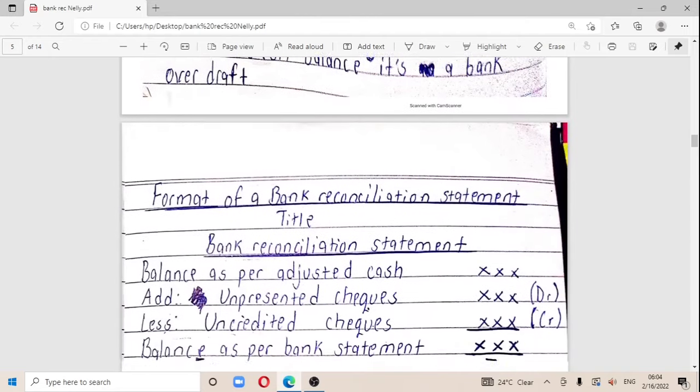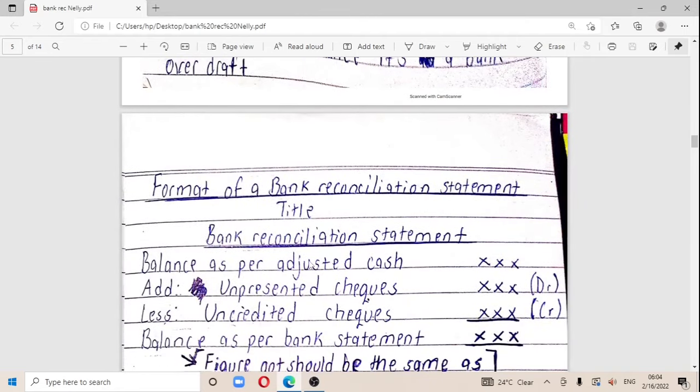And when you are to present it here on the balance as per adjusted cash book, you put it in brackets to show that it's a negative. So when you're doing this, you just have to deal with the minus of the figure, then you add the unpresented checks, then you less the uncredited checks, and then you get your balance as per bank statement. That is if it's negative here.